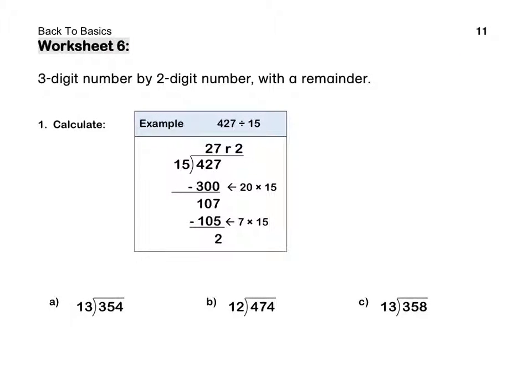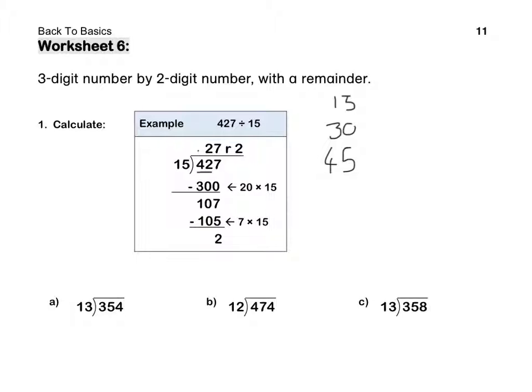Worksheet 6. In our example, we are dividing by 15. So let's write out some multiples of 15. 15, 30, 45. I'm going to stop there because it's only 42 there. 15 can't fit into 4. The largest number of times that 15 can fit into 42 is 2 times. Then 20 times 15 is 300. And we minus to get our remainder.